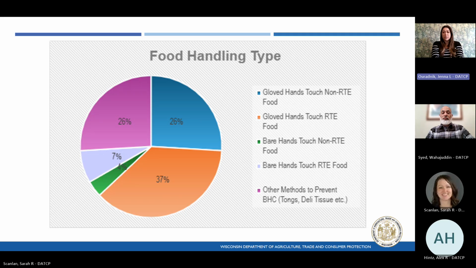Gloved hands touching ready-to-eat foods was the most common type of food handling observed during assessments. Gloved hands touching non-ready-to-eat foods and other methods to prevent bare hand contact tied for second for the most common type of food handling observed.